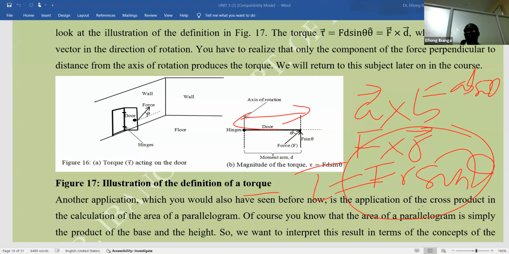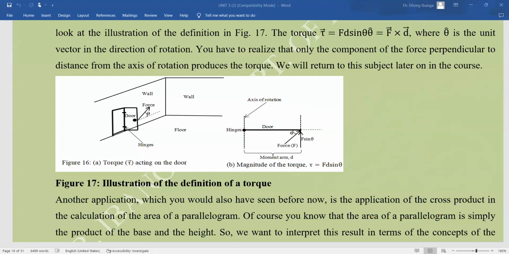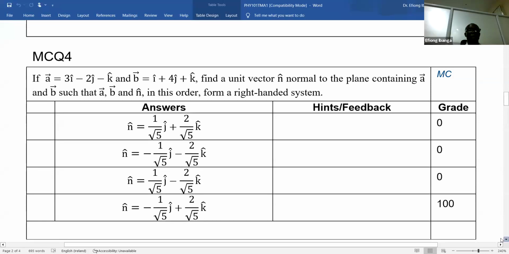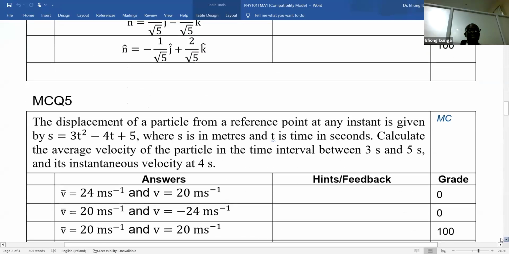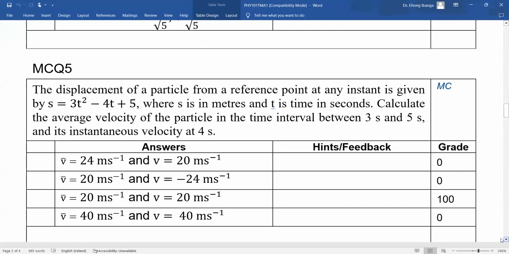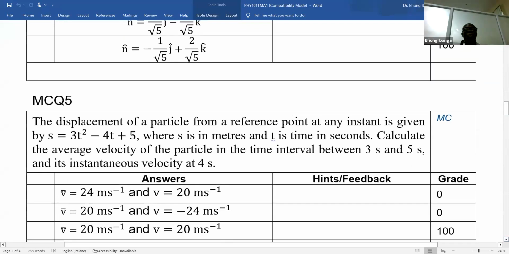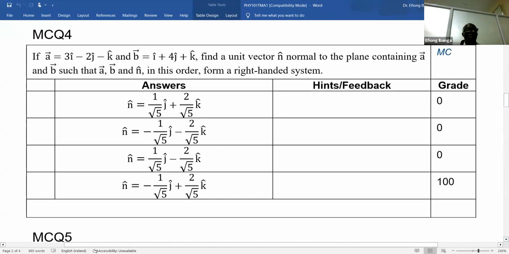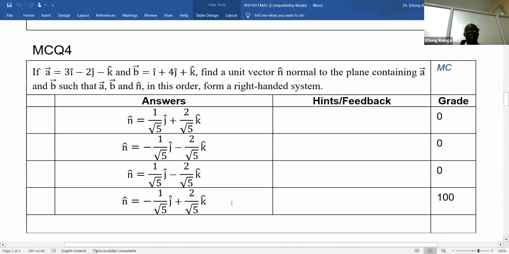So I will leave you to go and solve this because I think we have had too long a class. Let me show you some of the things that we have asked. Displacement of a particle from a reference point at any instant is given by this, where S is in meters. Calculate the average velocity of the particle. Now, before you go on, let me show you what to do in this one. I've given the correct answers.